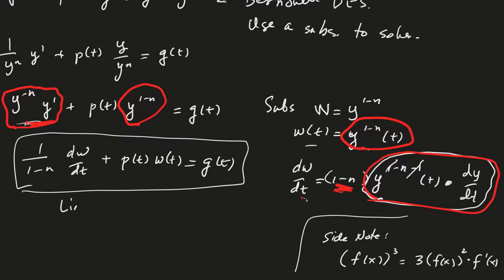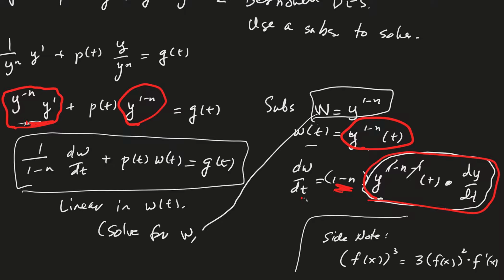This is linear in w. Okay, and so therefore we can solve it. Solve for w, and then once you have w of t, then you can solve for y of t after that.